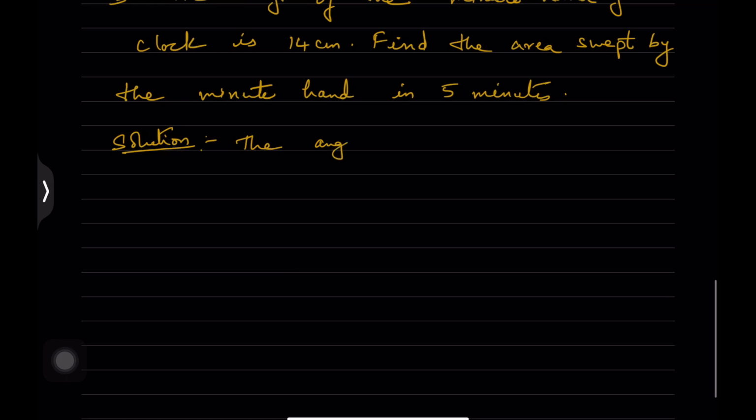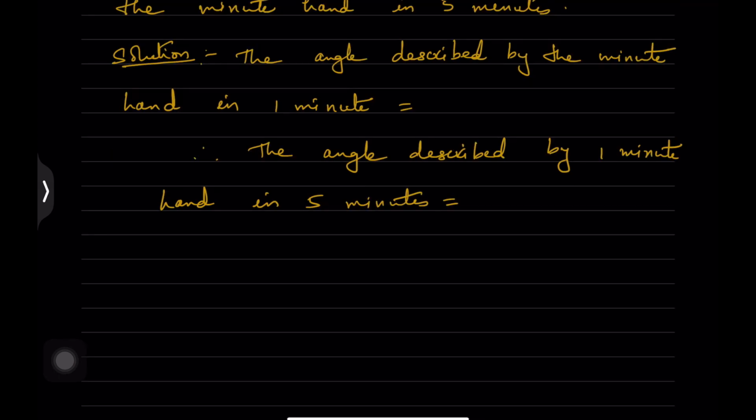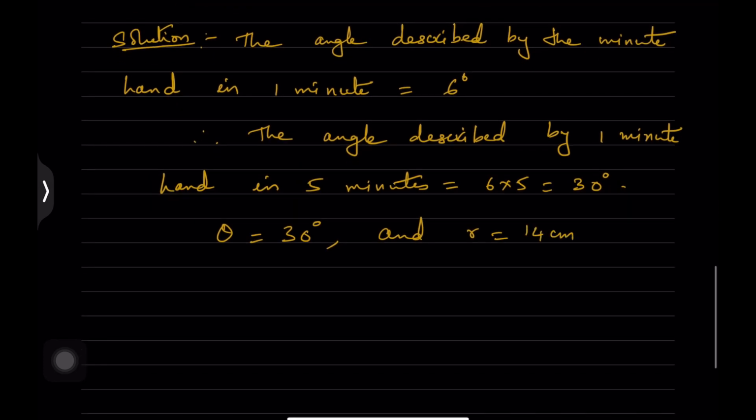The angle described by the minute hand in 1 minute is equal to 6 degrees. Therefore, the angle described by the minute hand in 5 minutes is equal to 6 into 5, which is equal to 30 degrees. So that is theta is equal to 30 degrees and r is equal to how much? 14 centimeters. So this is equal to 14 centimeters.